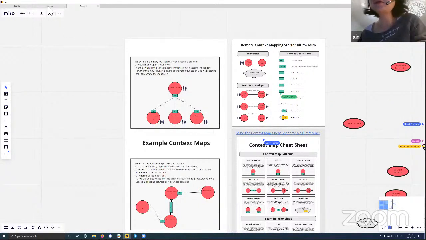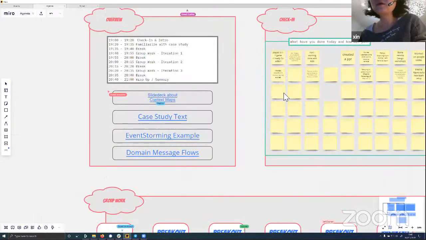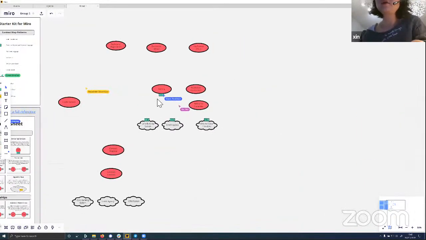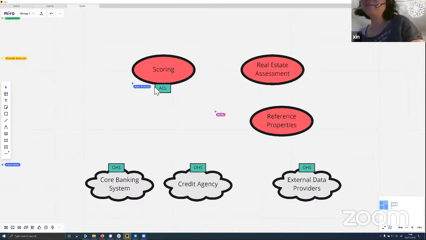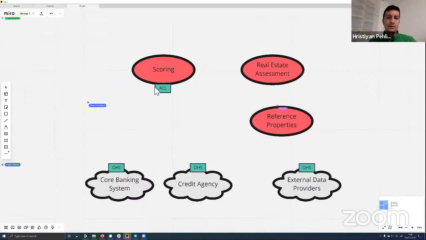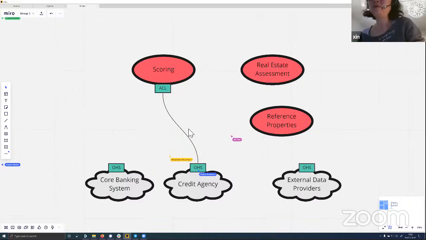I guess the ACL is the right thing here. I actually haven't got enough information, or I don't remember which context does the translation. I guess the scoring context will contact the credit agency through the open host, and I would use some anti-corruption layer here so it can be protected from the external domain model. So they see this as a system which we can't influence. Just take it or leave it. Okay. Definitely.